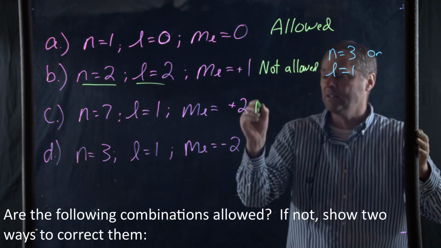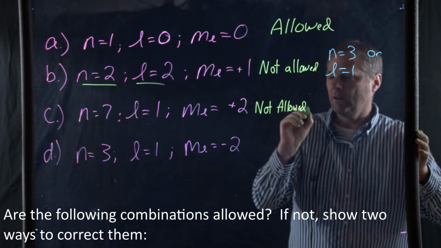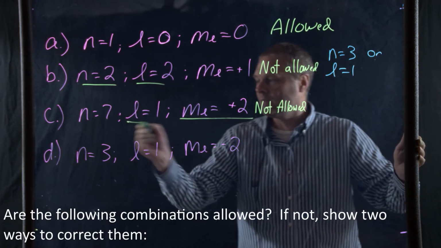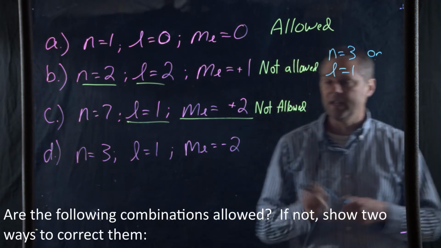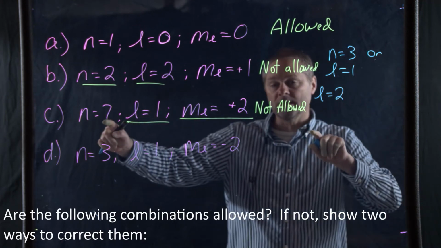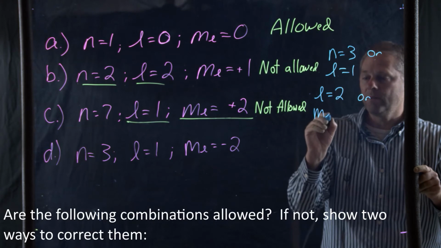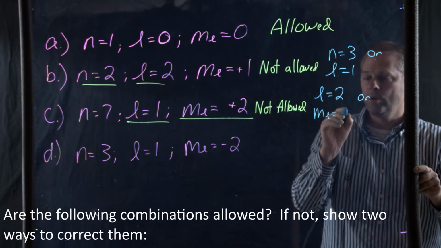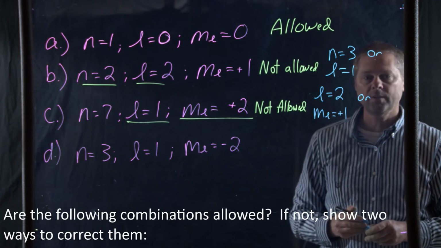So this is not allowed, and it's because of these 2. Now the fix for this is going to be either L is equal to 2, which is allowed because it's still less than 7, or our m sub L must be equal to 1, plus 1 if we're going to stay positive. Okay?